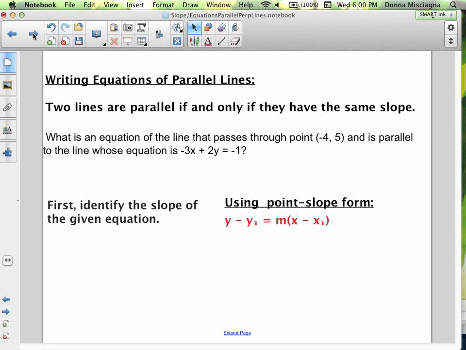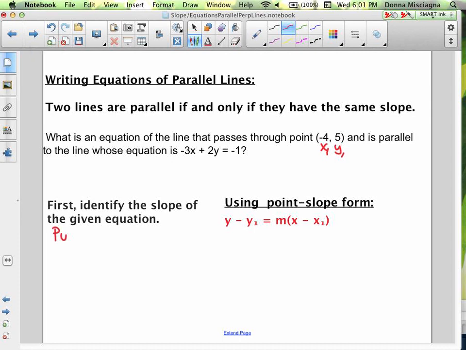All right. Let's look at this one. Two lines are parallel if and only if they have the same slope. What's the equation of a line that passes through the point negative 4, 5? That's our point. And is parallel to the line whose equation is negative 3x plus 2y equals negative 1. Well, now I just can't underline something because my given equation is not in slope-intercept form.